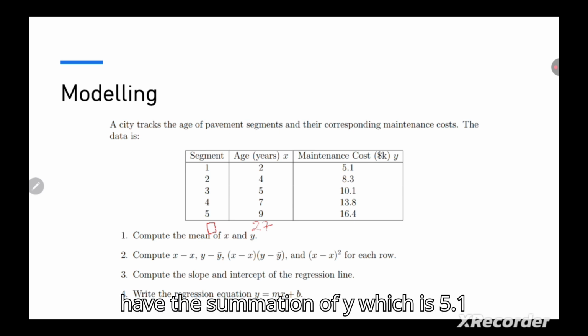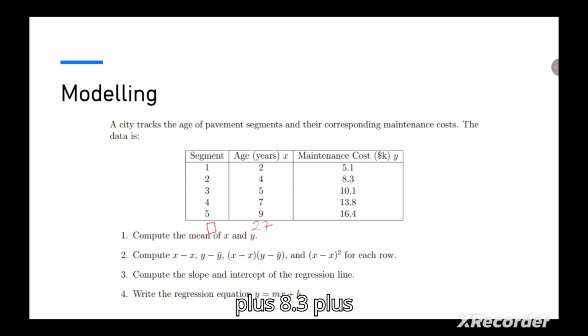And here we have the summation of Y, which is 5.1 plus 8.3 plus 10.1 plus 13.8 plus 16.4, which should be, so 13.4, 23.5, 36, 37.3, and then plus 1, 47, 53, I think it's 54.2, give or take.